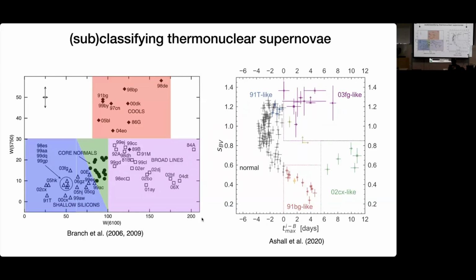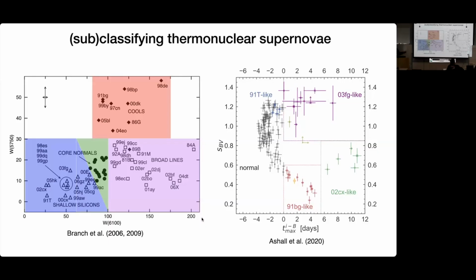That diagram of delta M15 versus absolute magnitude is not the only way to classify them. There are other ways that these white dwarf supernovae separate out. So this is looking at line equivalent widths. This is a Branch diagram. He found that by plotting these two equivalent widths for two particular spectral lines, it separated the different classes pretty well. Here's another one from Chris Ashall.